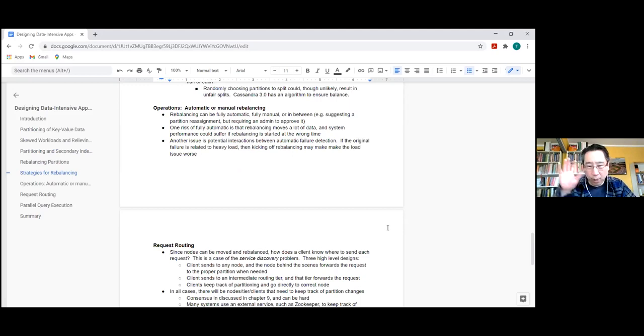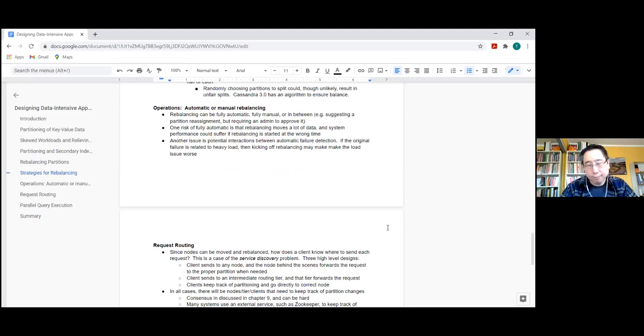And so again, you may want to insert a human into the middle to say, does this make sense? Should I say yes, go ahead and rebalance? If you have 24-hour operations, like a big company like Twitter, then it seems pretty reasonable that you would insert that. If you're a small company, maybe you don't have that kind of resources.